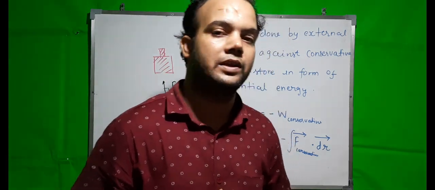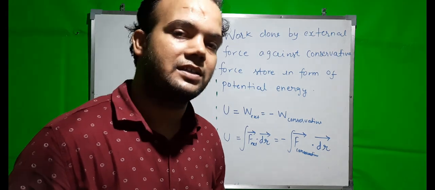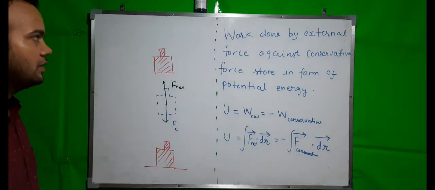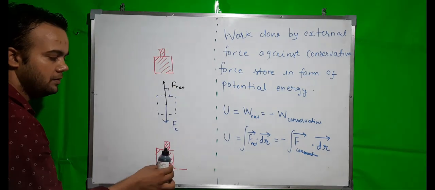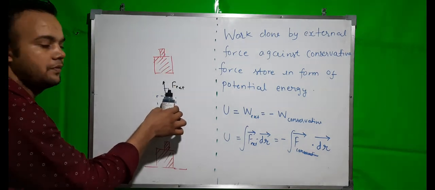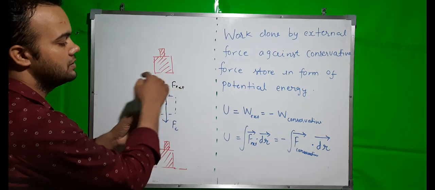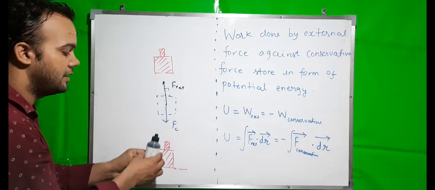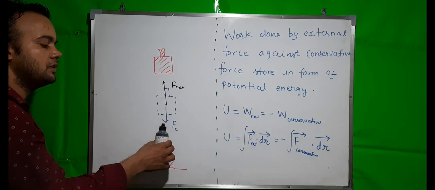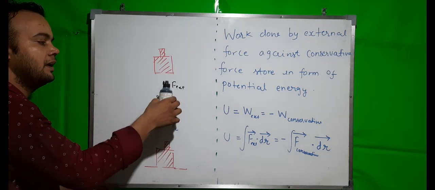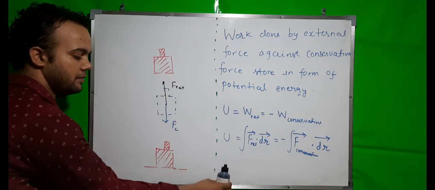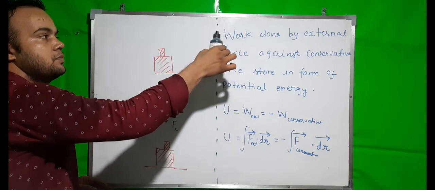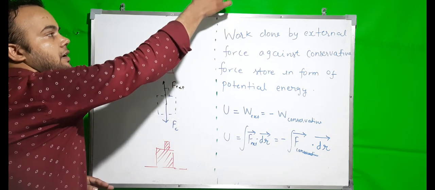Even if I don't want to accelerate the bottle, in that case, I need the external force equal to the conservative force. So I just put this bottle and move it in the upward direction. The external force is in the upward direction, equal to the conservative force, and I'm not accelerating the bottle. I'm just smoothly moving it, and I'm putting it here, like here.